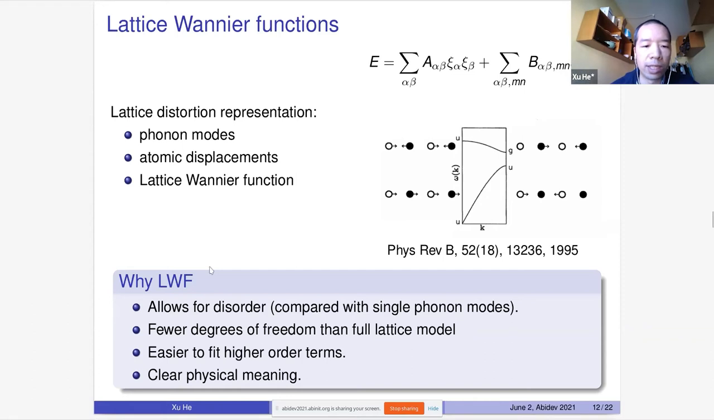Why do we need lattice Wannier functions? Compared to the single phonon modes, we can have disorder. So we can do finite temperature. But comparing with the full lattice model, we have fewer degrees of freedom here, and then it is much easier to fit the higher order terms. Of course, it sacrifices some accuracy, but because these lattice Wannier functions can usually have very clear physical meaning, it's much easier to interpret.